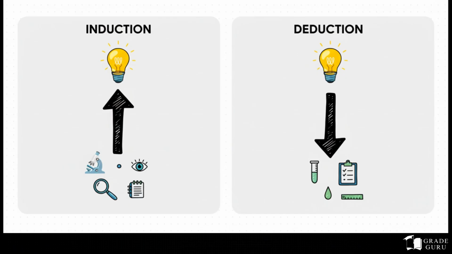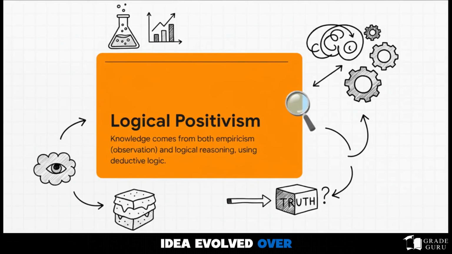Now, this whole idea evolved over time, leading to what's known as logical positivism. This was a 20th century update, and it really doubled down on that deductive theory-first approach. It combined the observation part of empiricism with the power of formal logic, almost like math.